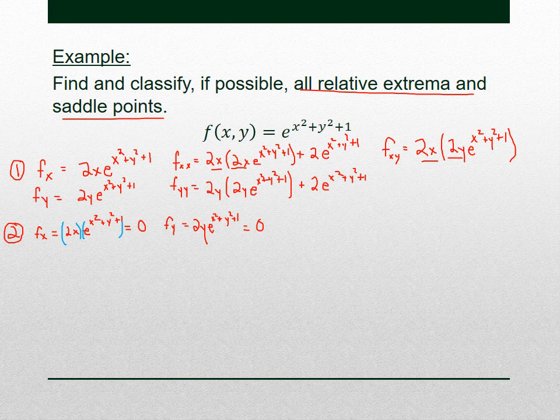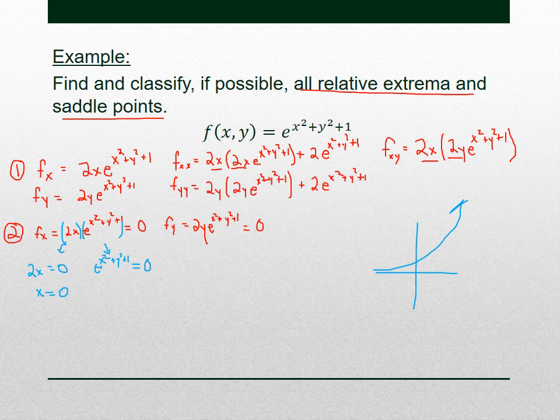So let's do that. Let me get rid of this. What that is, we're taking the factors 2x times e to the x squared plus y squared plus 1 and setting them equal to 0 individually. So that gives us 2x equals 0. And if 2x equals 0, that means x equals 0. This guy gives us e to the x squared plus y squared plus 1 equals 0.